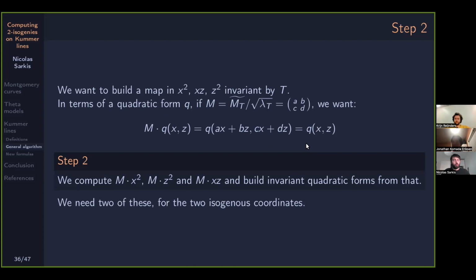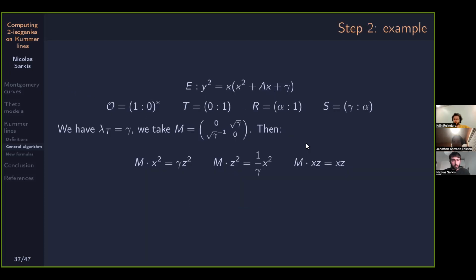So step 2 will be to compute the action of m on the canonical basis x squared, z squared, xz, and then build invariant quadratic forms from that. And we need 2 of these because we want 2 isogenous coordinates. So how do we do that?